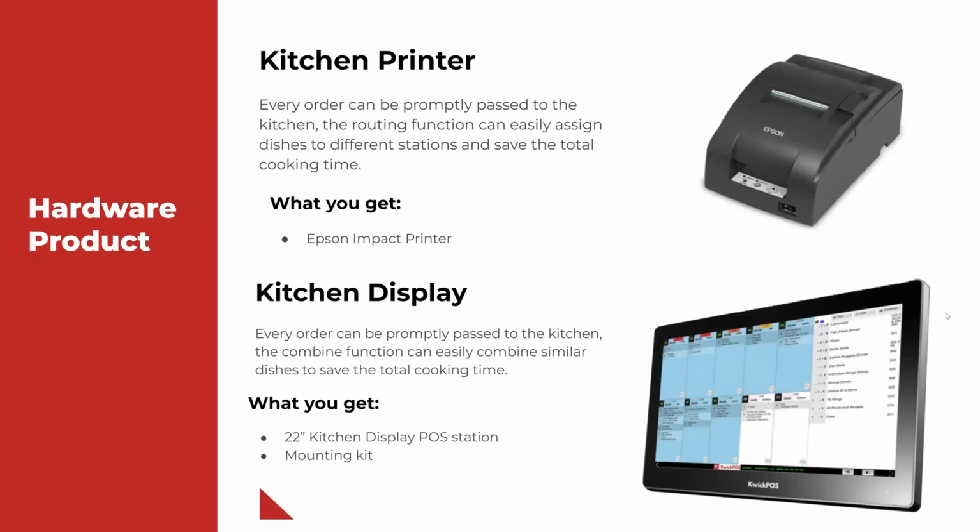And then the last part for the kitchen, you could always use a kitchen printer, which is an impact printer, or we also have kitchen displays available. These are usually touchscreen, but if you want, you can always purchase a bump bar to just bump the orders off the screen.